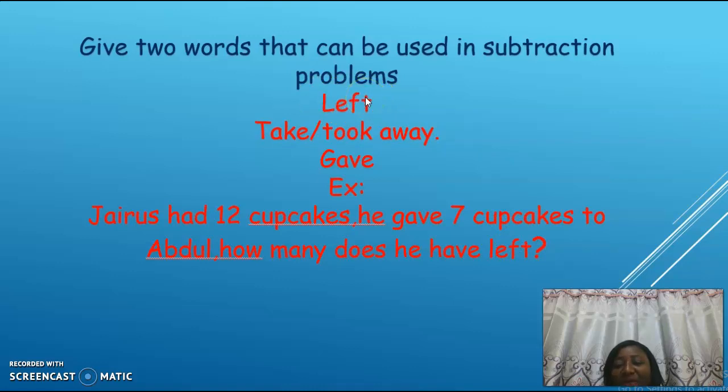So when you have a word problem that's got the use of left, take or took, gave or give, then you tend to think, okay, I had a total and a certain amount was taken away from my total. So how many or how much more have I got left? You want to think about it.